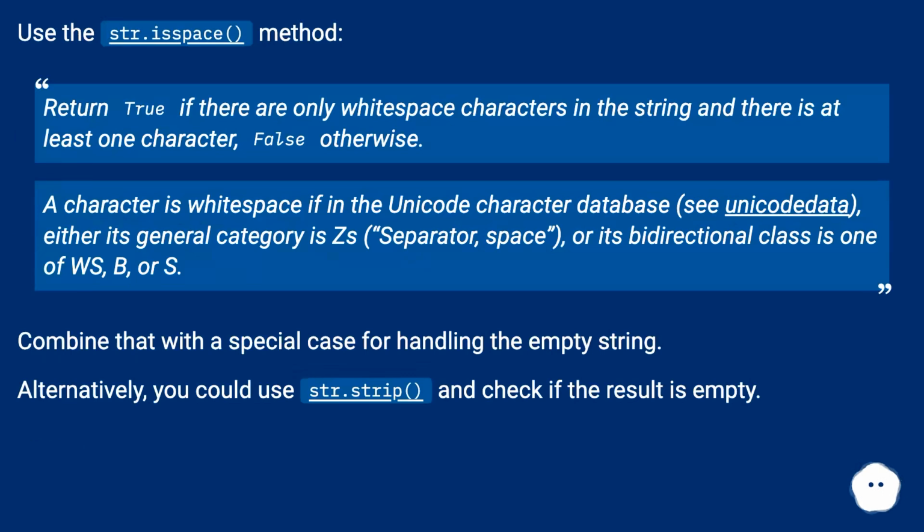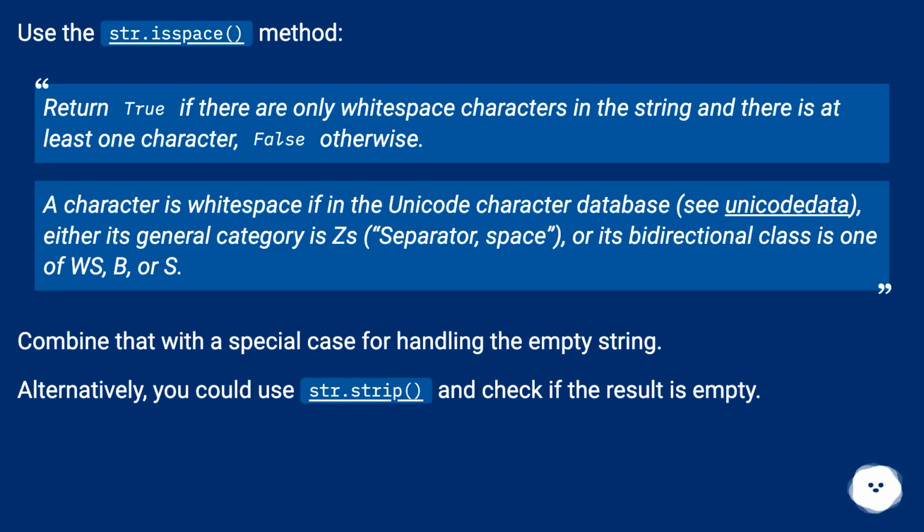Use the str.isspace method. Return true if there are only whitespace characters in the string and there is at least one character. False otherwise. A character is whitespace if in the Unicode character database, see Unicode editor, either its general category is Zs, separator, space, or its bidirectional class is one of WS, B, or S. Combine that with a special case for handling the empty string.